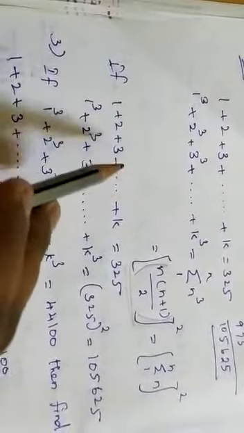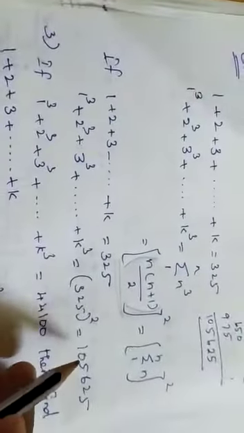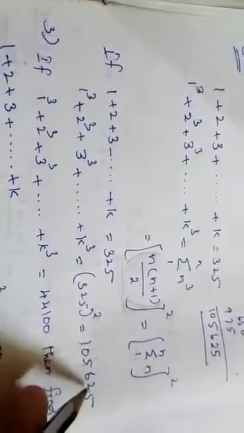Okay, so if 1 plus 2 plus 3 till k equals 325, then 1 cube plus 2 cube plus 3 cube till k cube is 325 whole square. That is, n into n plus 1 divided by 2 is given as 325. Then if you square it, we will get the answer, which is 1,05,625. That's all. You should just understand the question well, then you can write the answer very easily.